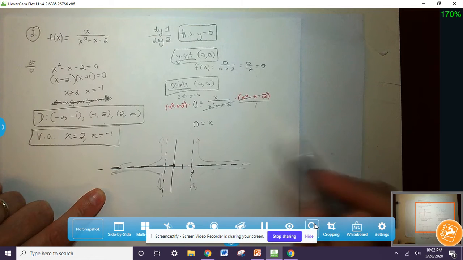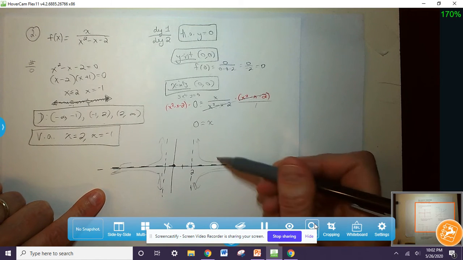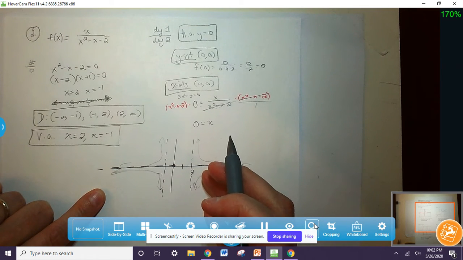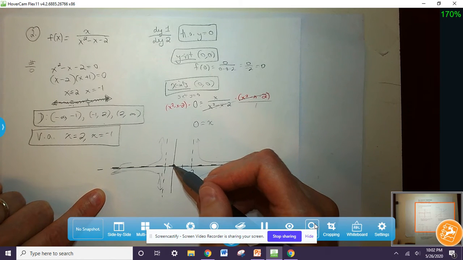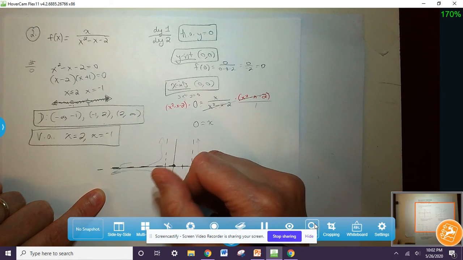You can't have both, though. You can't have this and this because you fail a vertical line test. And then for that piece in the middle, there's a few different options. The piece in the middle sometimes will go like this.